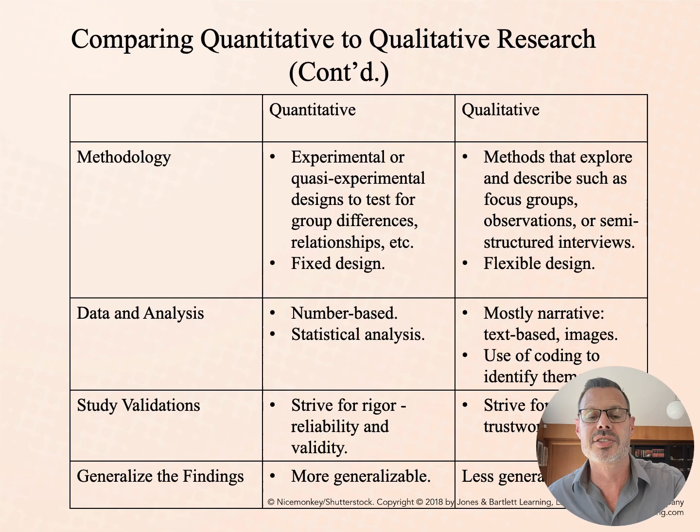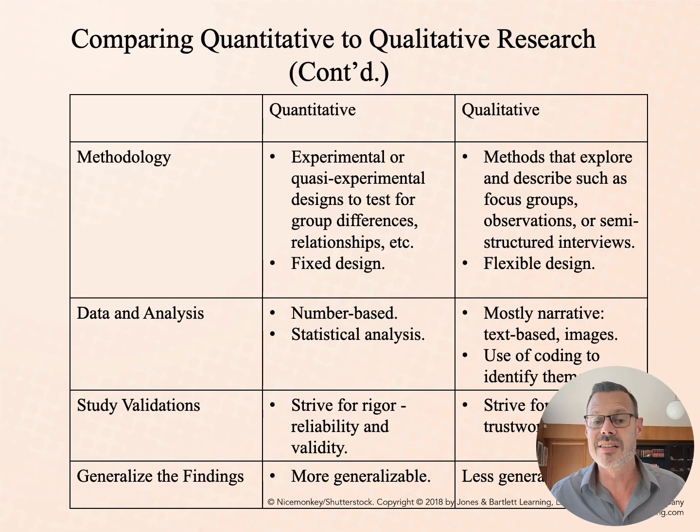When we look at our methodologies for our quantitative research, we're looking at experimental or quasi-experimental designs to test for differences, right? We have a fixed design and it's very specific what we're going to do. Our data analysis is numbers-based, right? It's statistical analysis. I already gave you the example. We can use a Likert scale to do a survey to see what level of pain, how do you feel about, right? All of those things, if I can put it in a 1 through 5 scale, I can turn that into a number, and therefore I can use that number to run statistical analysis.